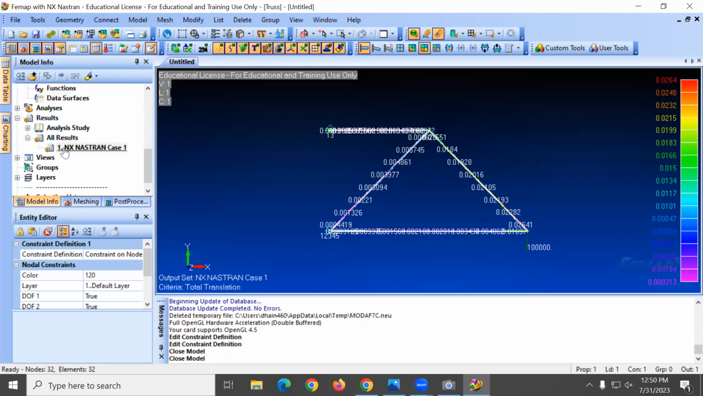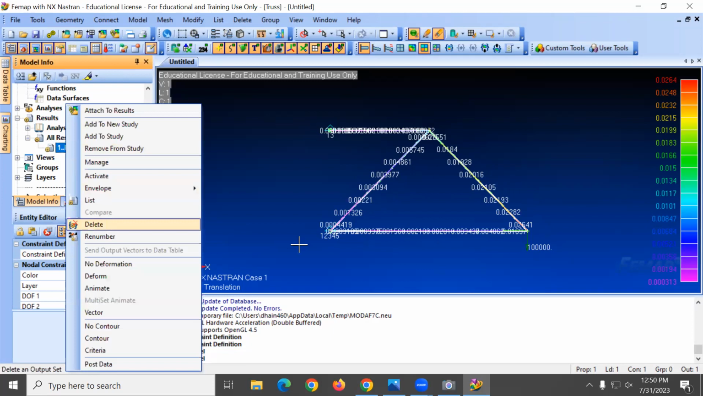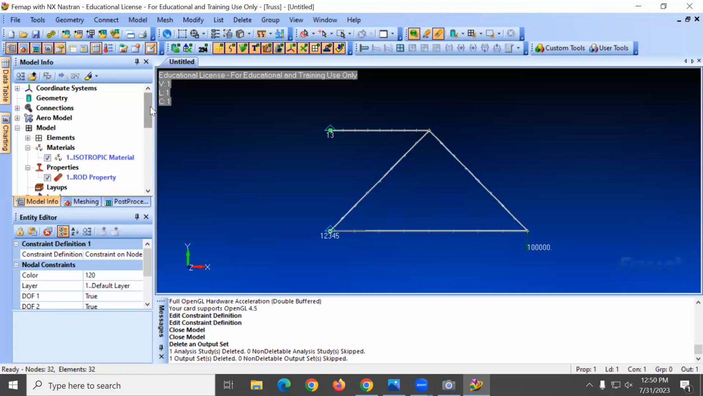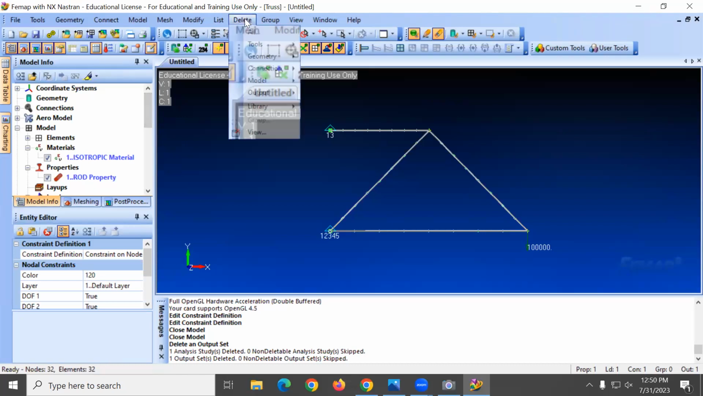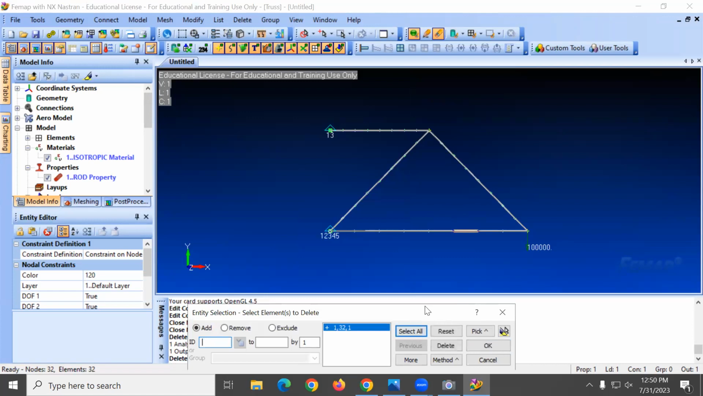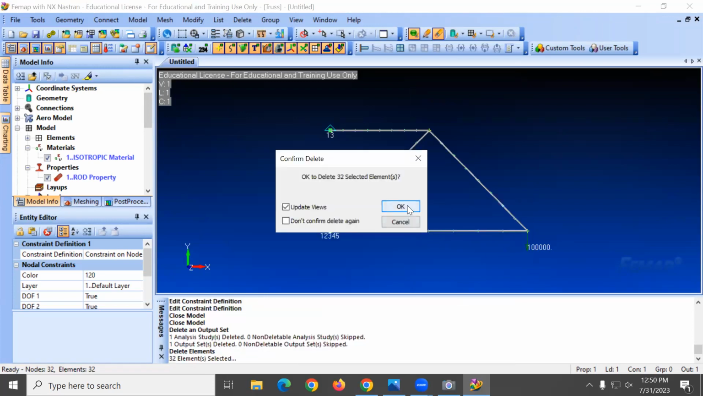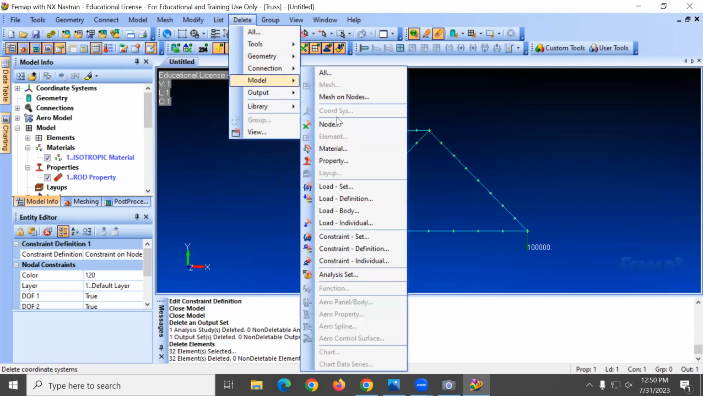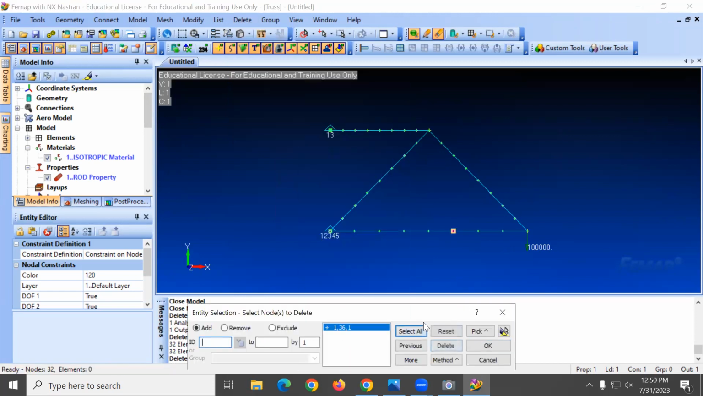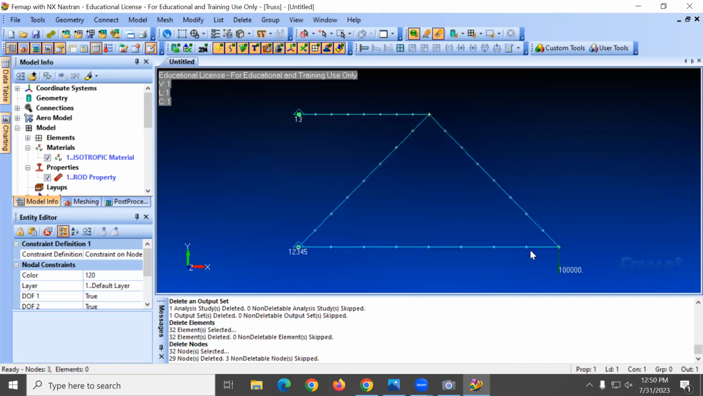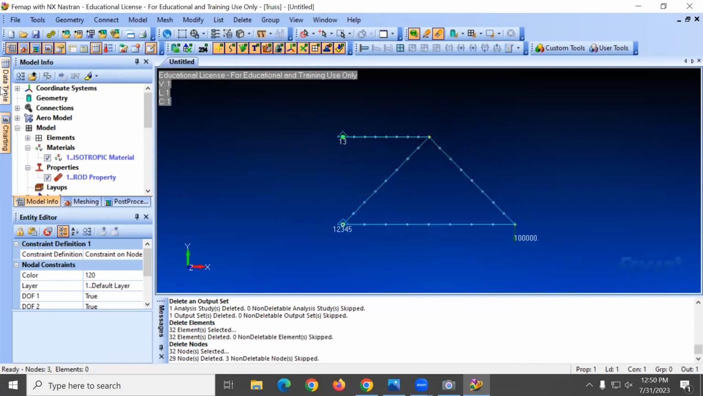Okay, what we can do is let's delete this. All right, and what we're going to do is delete model elements, select all. Okay. Delete model nodes, select all. Okay. We might have to reselect here the... Yeah, I don't know, but.